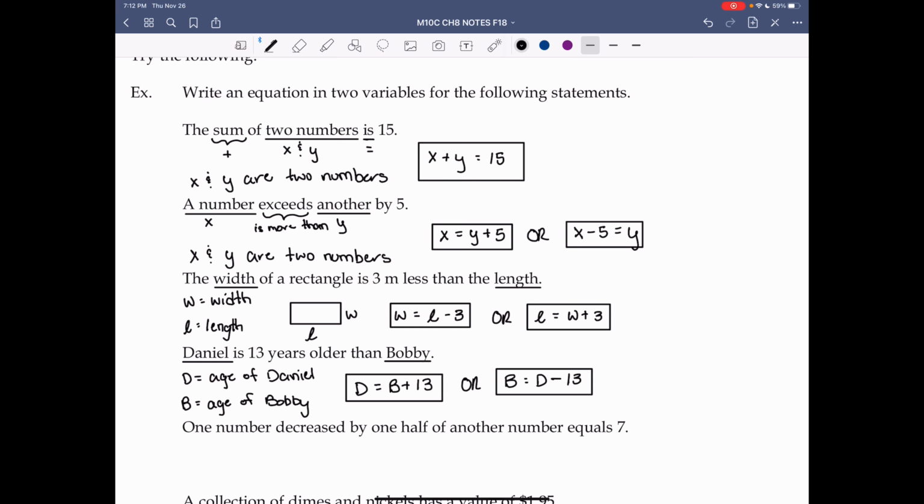One number decreased by 1/2 of another number equals 7. Again, we just have two numbers in this case, one number and another number. We can call one x and one y. So x and y are two numbers. One number decreased. What does decreased mean? That would be subtraction.